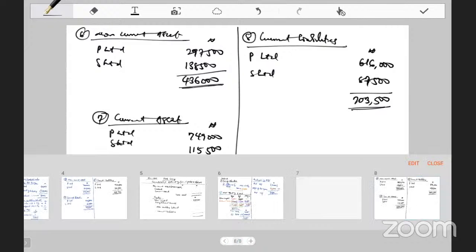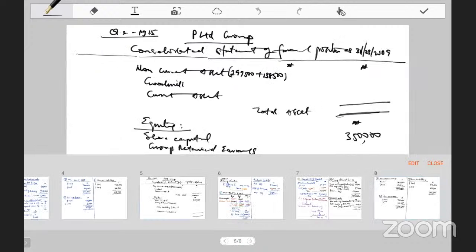Okay, I think we already have all our figures. So let's now go to our solution page. Now you guys will be giving me what I want. Note 6.